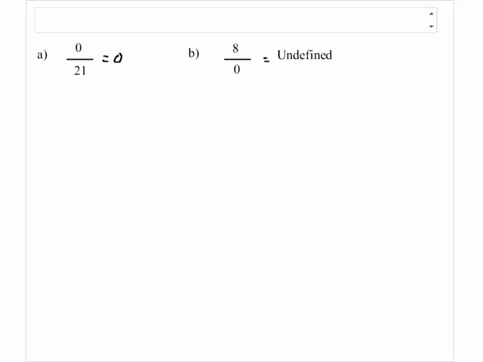If I divide 21 into 0, what times 21 would be equal to 0? So obviously it is 0. 0 times anything is 0, so the remainder would be 0.